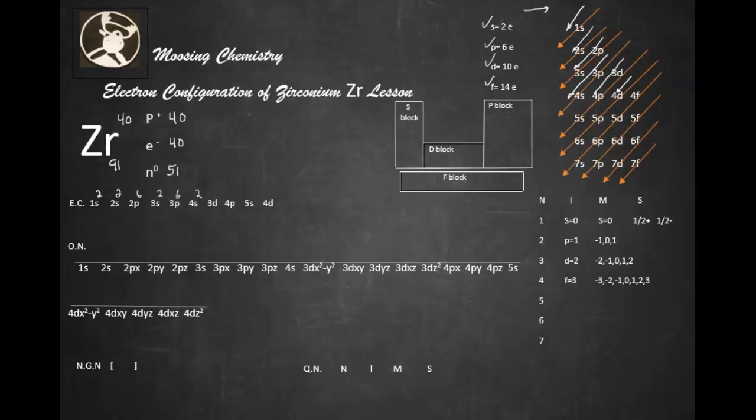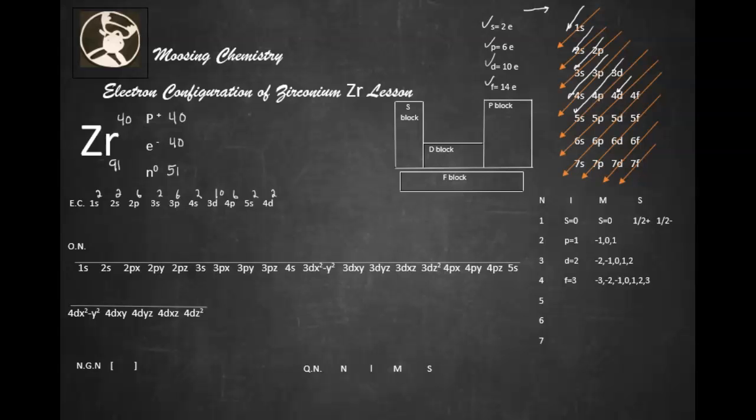3d10, 4p6, and 5s2. Pretty cool, huh? So we have 3d10, 4p6, and 5s2. And I've already drawn my arrow to the 4d, so that means it's going to be 4d. If you add up all those electrons, that will give you 40.